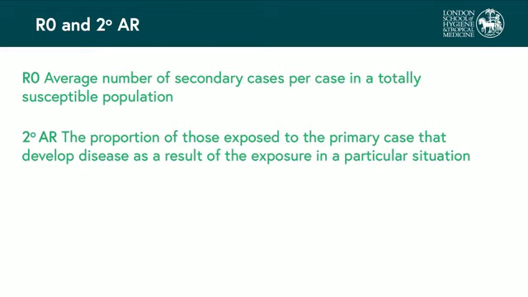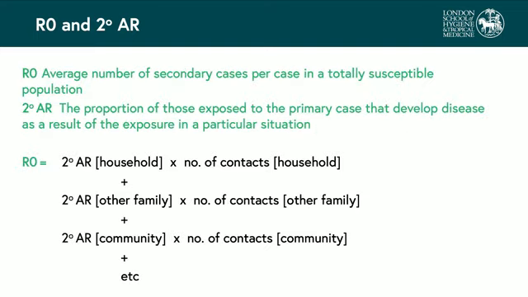Finally, note that R0 and the secondary attack rate are related. Remember that R0 is the average number of secondary cases per case, and that the secondary attack rate is the proportion of those exposed in particular situations who develop disease. So R0 is the sum of the secondary attack rate in each situation multiplied by the number of contacts in that situation.